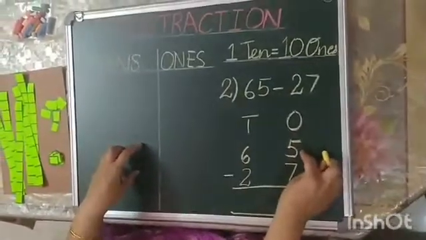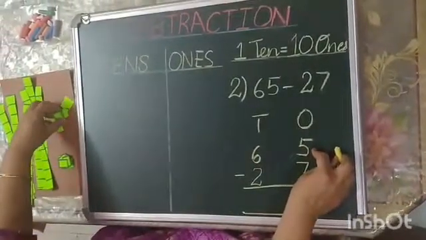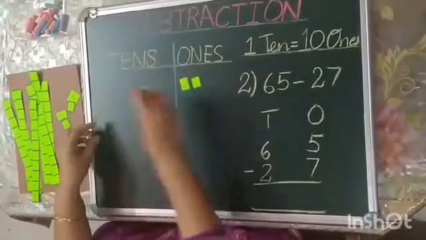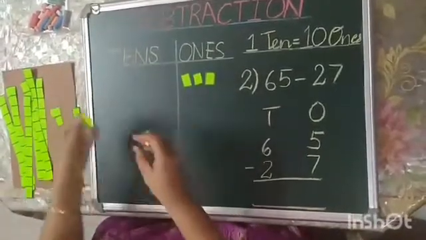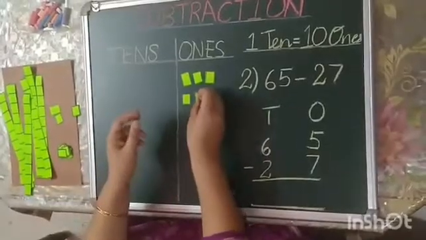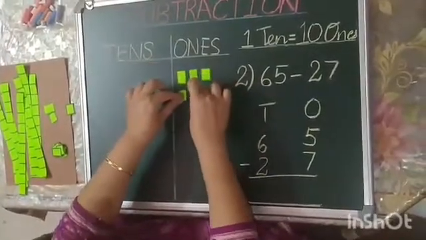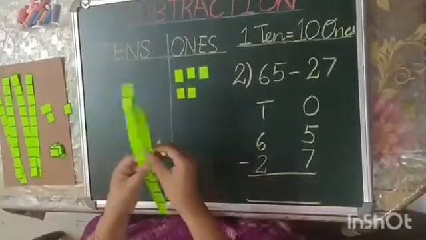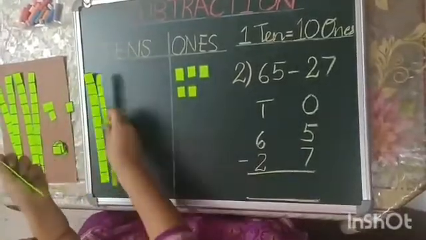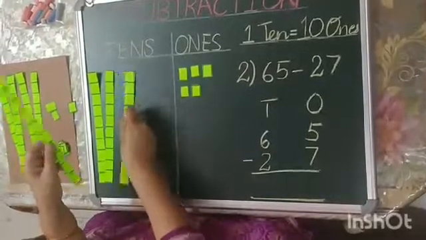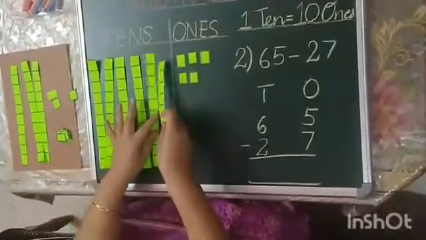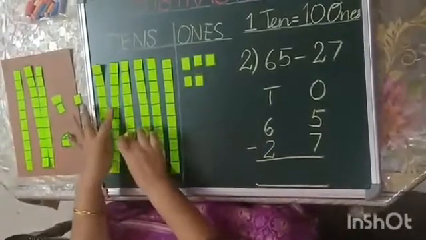In the ones column, the number is 5. So I will keep 5 ones. 1, 2, 3, 4 and 5. How many tens? 6 tens. 6 tens means 60. 1 ten, 2 tens, 3 tens, 4 tens, 5 tens and 6 tens.